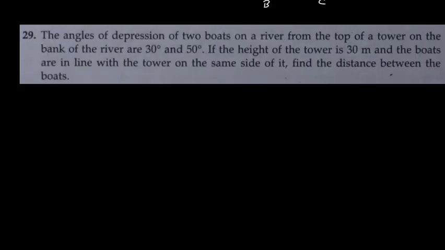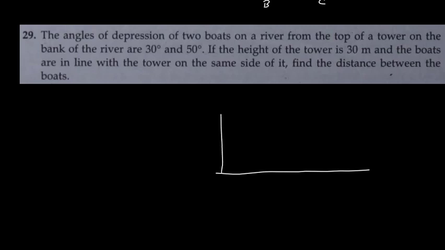Now let us discuss this 29th problem. The angle of depression of two boats on a river from the top of a tower on the bank of the river are 30 degree and 50 degree. If the height of the tower is 30 meter and the boats are in line with the tower on the same side of it, find the distance between the boats. Okay, again this question is also in a similar line. You can solve it.